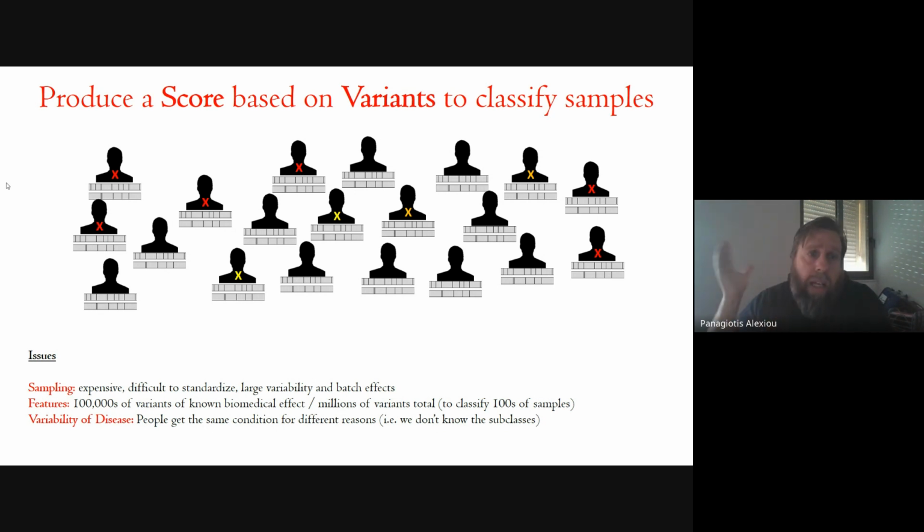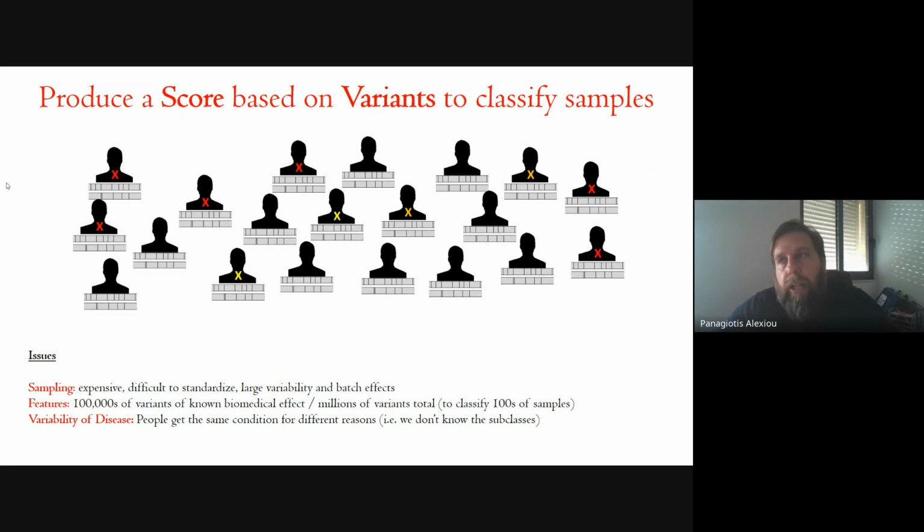The issues, of course, are that measuring the genotypes is expensive, difficult to standardize, there's large variability, every study is done slightly differently, so some data sets are hard to get to and hard to standardize. There are many variants, hundreds of thousands of variants that have some kind of effect, and millions of variants in total. And usually you have samples in the hundreds, or a few thousands. So the dimensions are difficult for machine learning if you have few samples and many variants.